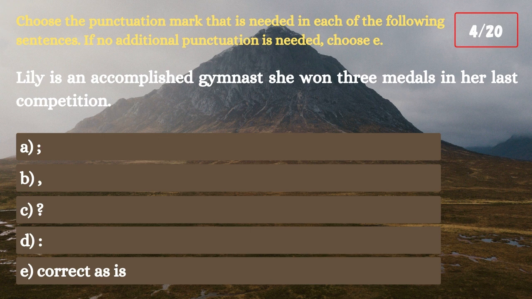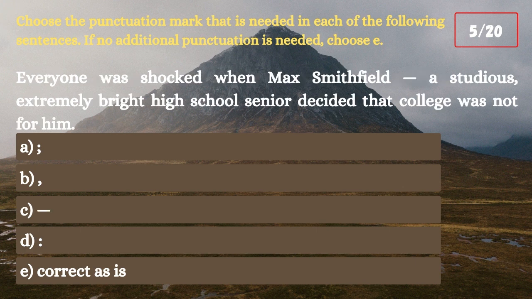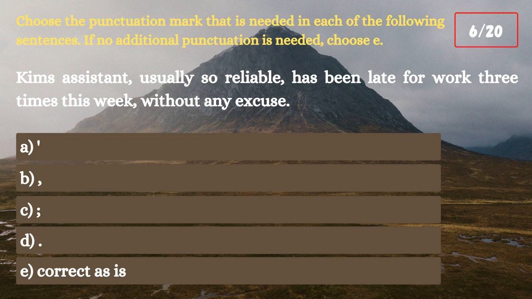Lily is an accomplished gymnast. She won 3 medals in her last competition. Everyone was shocked when Max Smithfield, a studious, extremely bright high school senior, decided that college was not for him. Kim's assistant, usually so reliable, has been late for work 3 times this week, without any excuse.